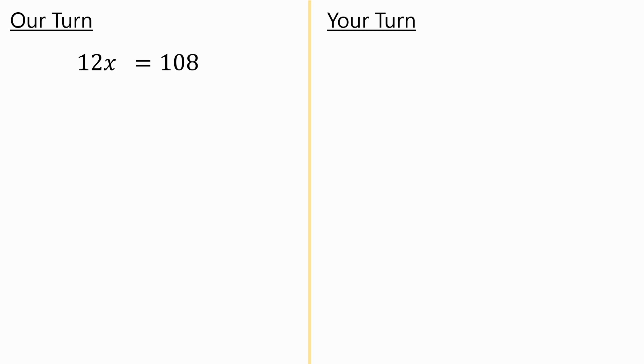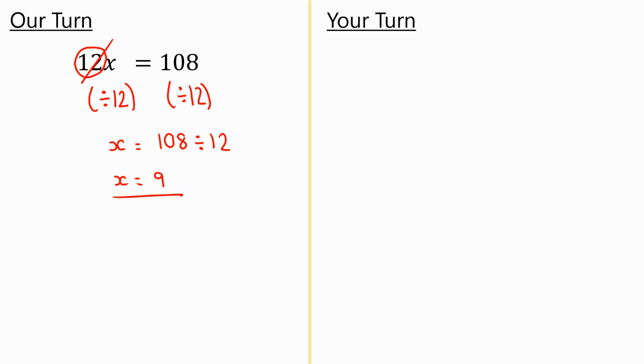Okay, next one, 12x equals 108. So if we just remember, what does 12x actually mean? Well, that's 12 times x. And how do I get rid of a times by 12? We have to divide by 12. So we circle the 12, that's what we want to get rid of. We do the inverse to both sides, dividing by 12. That gets rid of that to leave us just x on its own. And on this side, we've got our 108, but we've got to divide it by 12. When we do that, we're left with 9.